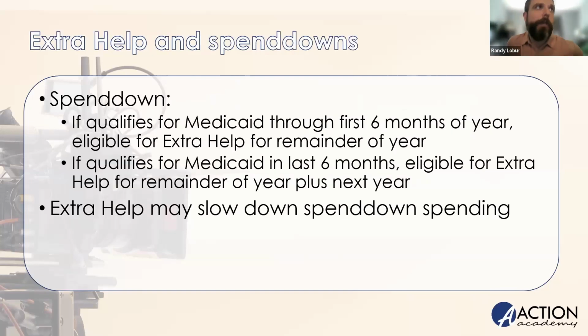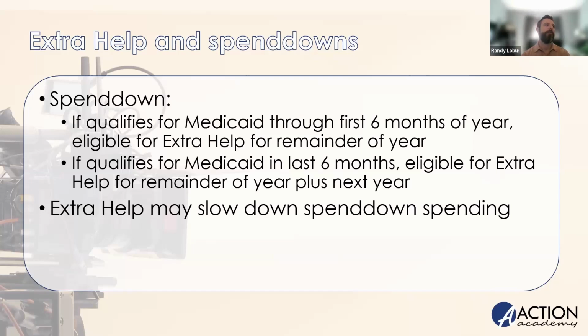The other thing I should note about Extra Help and spend downs: if you qualify for Medicaid and LIS through the first 6 months of the year, you are eligible for Extra Help the remainder of that calendar year. If you qualify for Medicaid in the last 6 months of the year, you're eligible for Extra Help for the remainder of the year, plus the full next calendar year. So just know that there are some varying timelines when you'll need to reapply. And Social Security and Medicare will give your beneficiary reminders of that Extra Help and when their window is coming up.